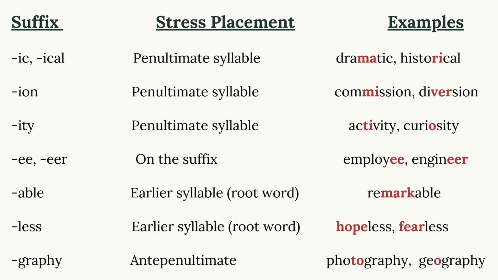On the other hand, neutral suffixes like able and less don't affect the stress pattern of the root word. In these cases, the stress remains earlier in the word. For instance, remarkable and hopeless keep their stress on the root syllable. Finally, let's talk about words ending in graphy. These follow the antepenultimate rule, where the stress is placed on the third to last syllable. Examples include photography and geography. By recognizing these patterns, you can predict stress placement and pronounce words with confidence.